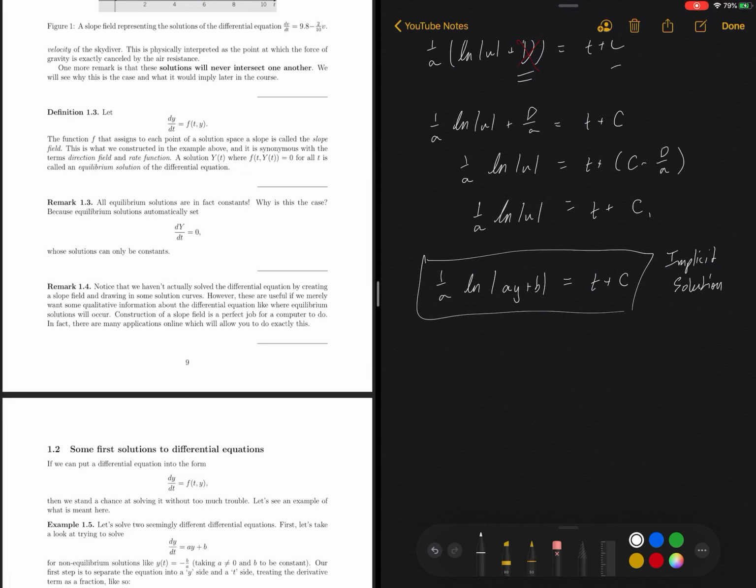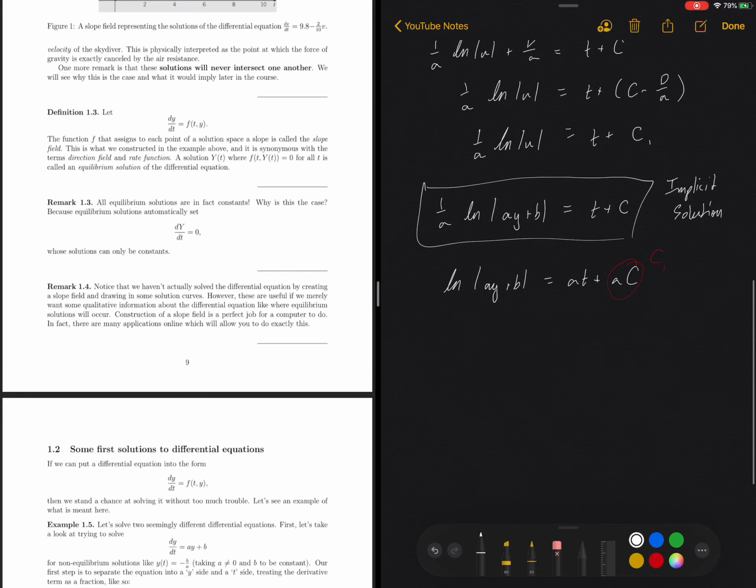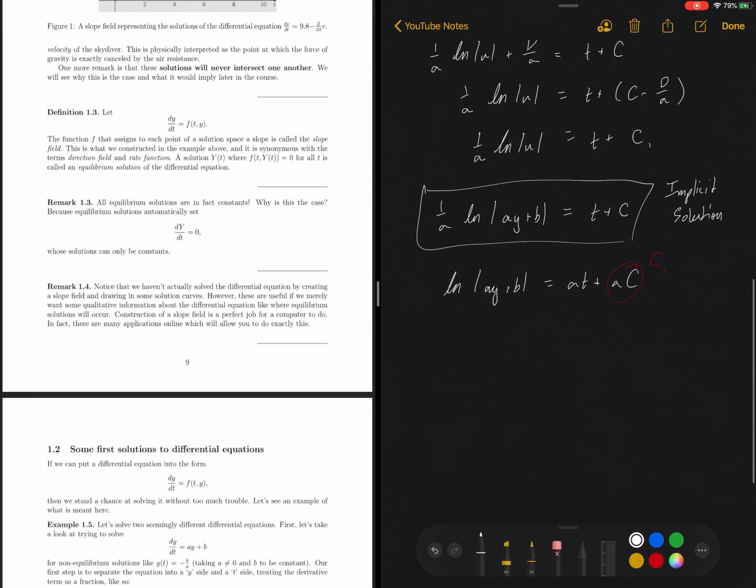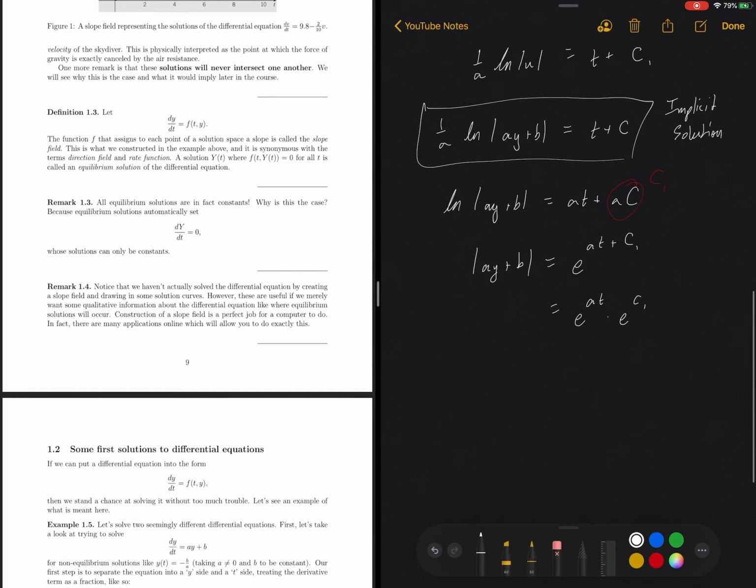So let's go a little further. Let's actually do this. So if I were to move any further forward, I would have to multiply through by the a, and I'd wind up with this. So at plus a times a constant c, which once again, we're going to go ahead and say is going to be a new constant. So no problem there. If I want to keep getting at the a, then I have to exponentiate both sides, and I'll wind up with an absolute value of a times y plus b, and I'll have e to the at plus c1.